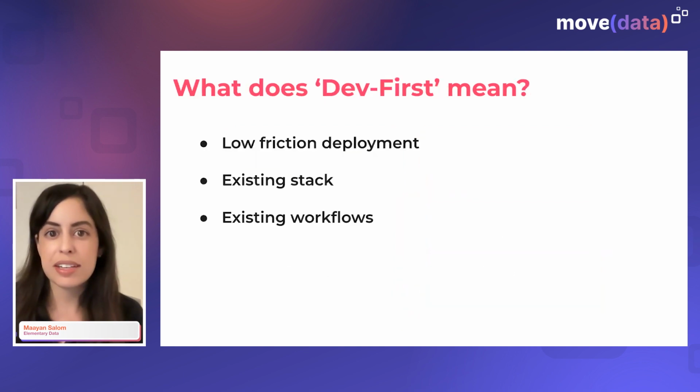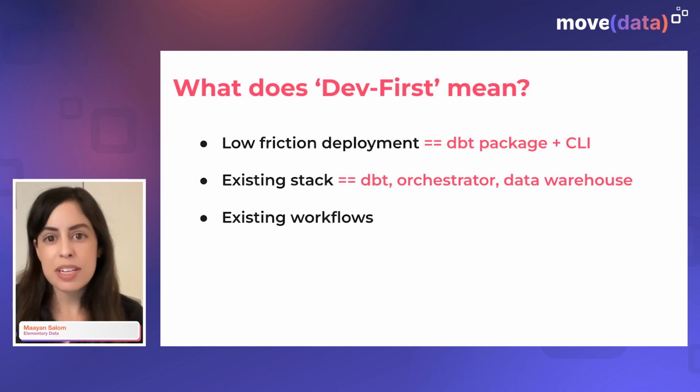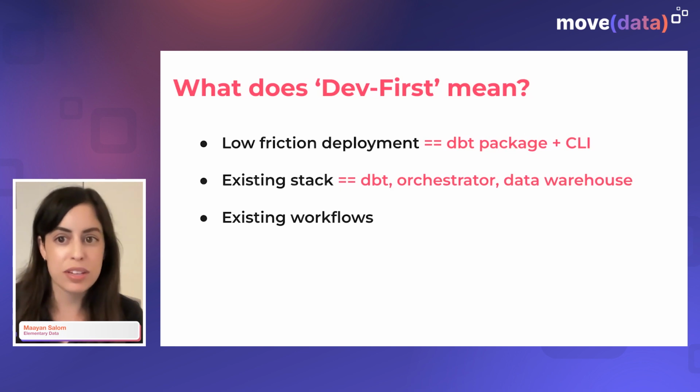But what does it mean to build it dev first? We wanted the lowest possible friction deployment, meaning only using the skill set and the tools you already know and have, using your existing stack and your existing workflows. How did we actually implement it? The deployment is done through a DBT package and a CLI. A DBT package is just code you import into your DBT project. And if you're a DBT user, you're probably familiar with working with a CLI. And we depend only on your existing stack, your DBT project, orchestrator, and data warehouse.